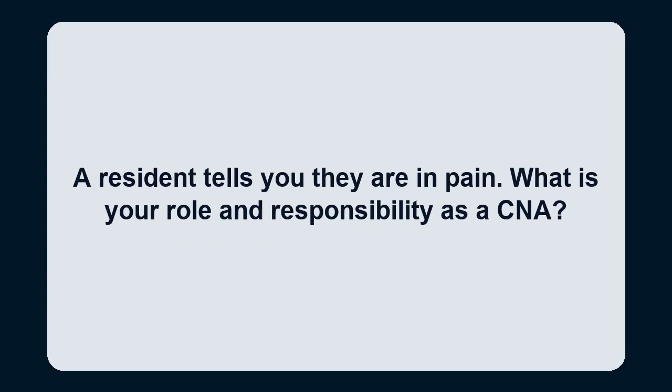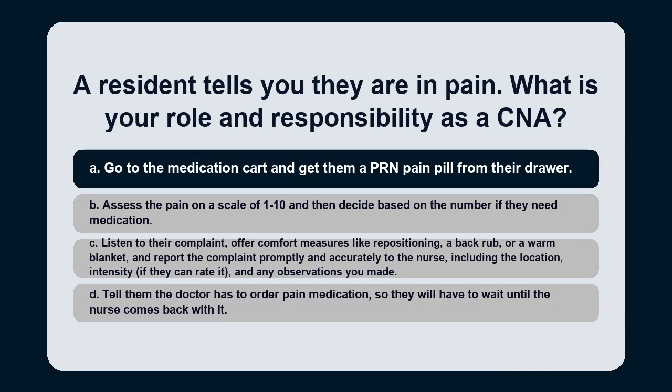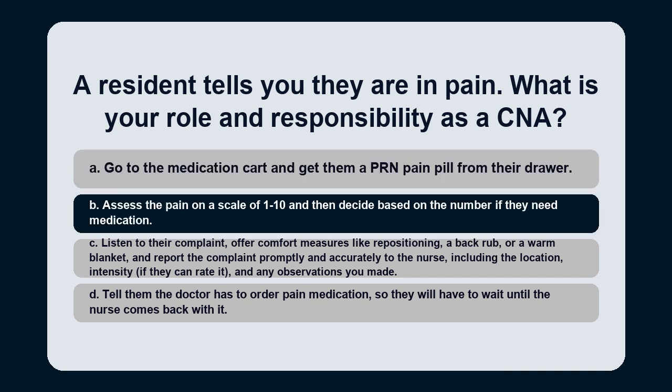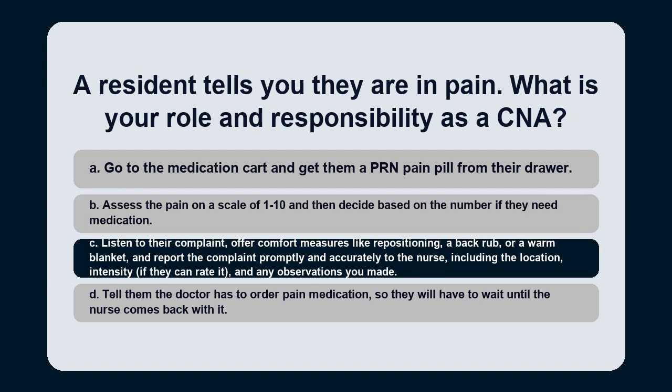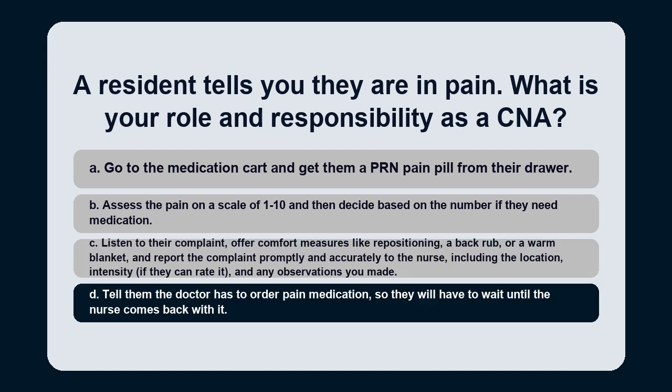Question 2. A resident tells you they are in pain. What is your role and responsibility as a CNA? Option A. Go to the medication cart and get them a PRN pain pill from their drawer. Option B. Assess the pain on a scale of 1 to 10 and then decide based on the number if they need medication. Option C. Listen to their complaint, offer comfort measures like repositioning, a back rub, or a warm blanket, and report the complaint promptly and accurately to the nurse, including the location, intensity, if they can rate it, and any observations you made. Option D. Tell them the doctor has to order pain medication, so they will have to wait until the nurse comes back with it.